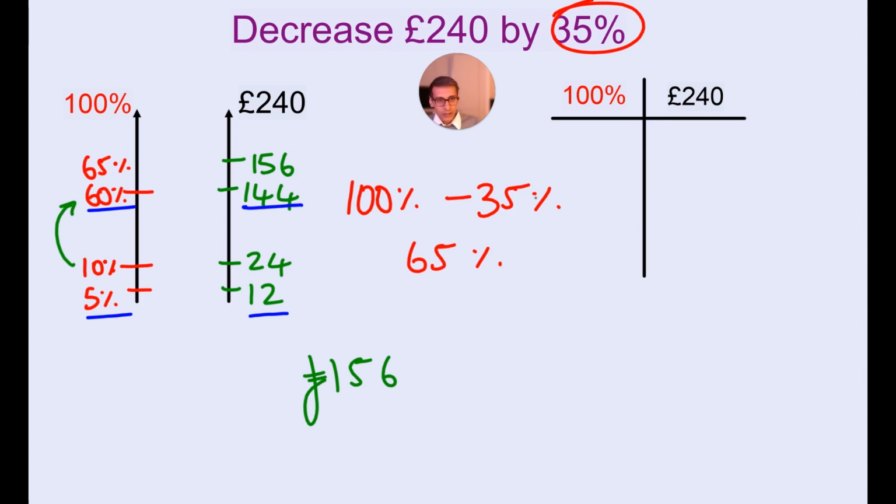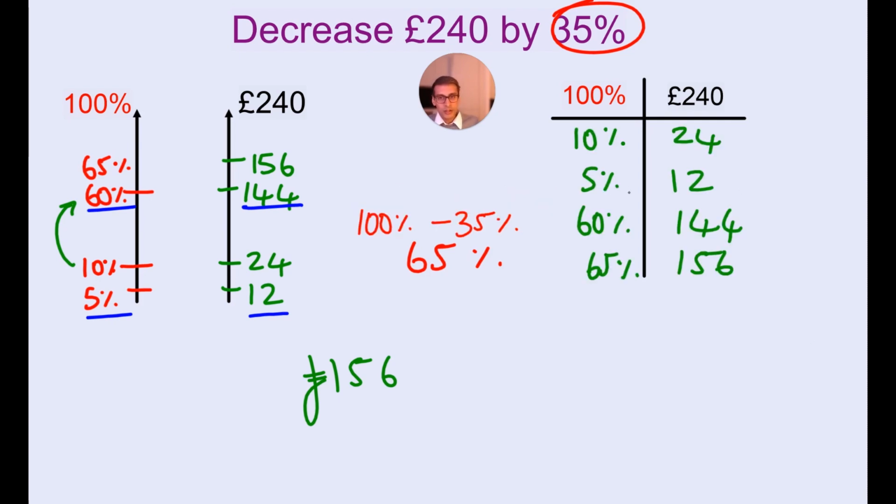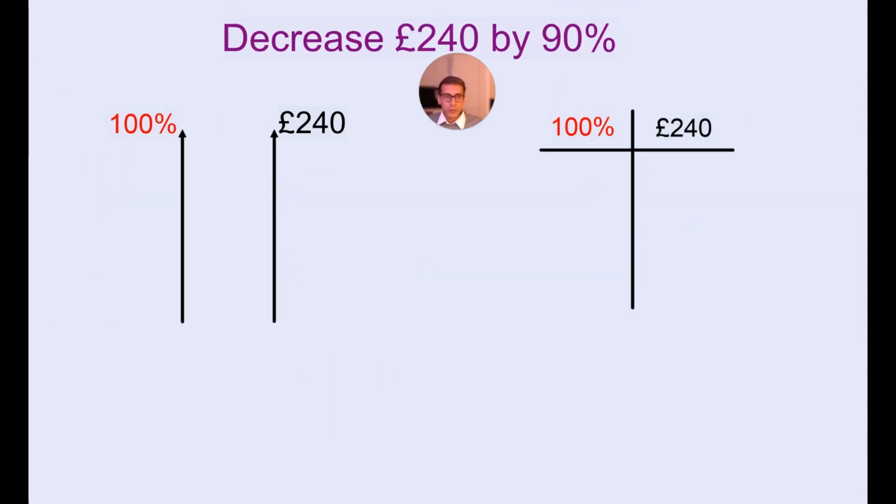And likewise, the answer to the one on the left is going to have the same working out. Here are the answers. Okay, so that's how you would represent it using a table. And what we did originally was the double number line. All right, next question. Decrease 240 by 90%.